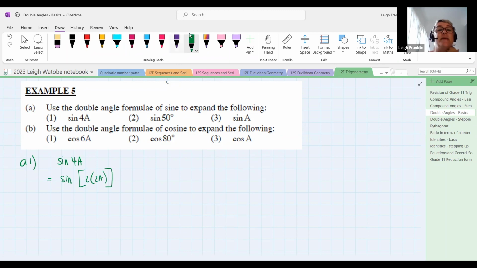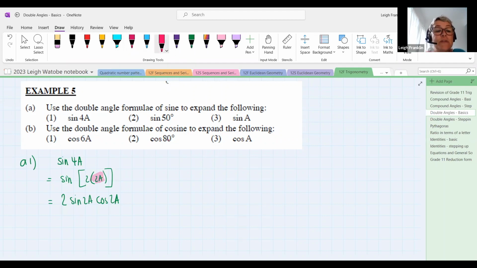Now, the emphasis here is this: 2a is your angle in this case. Because this is a double angle, I can now use my sine double angle identity, and I can write this as 2 sine 2a cos 2a. So I've expanded it like that. That could be expanded a little bit further, but for the purposes of this exercise, we're going to leave it just like that. Now let's have a look at what happens when we have numbers.